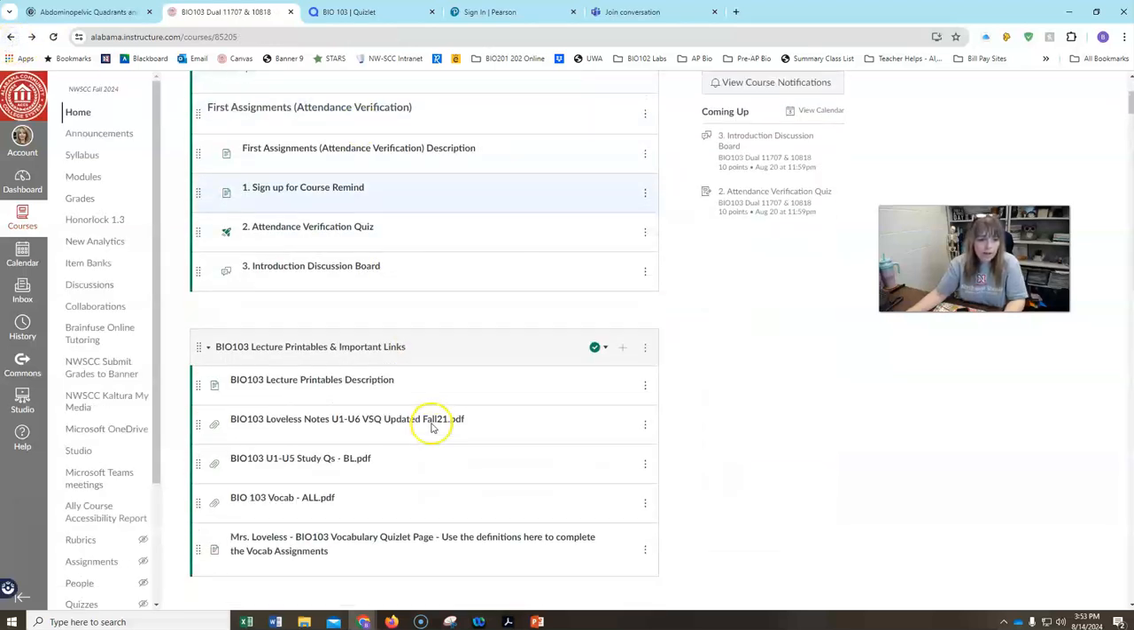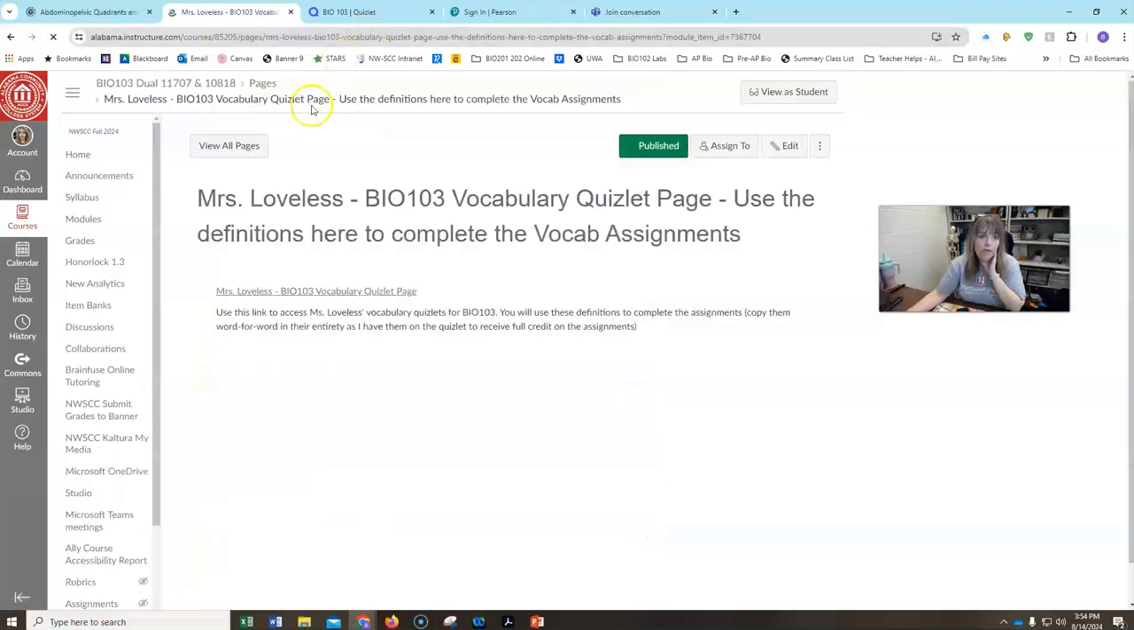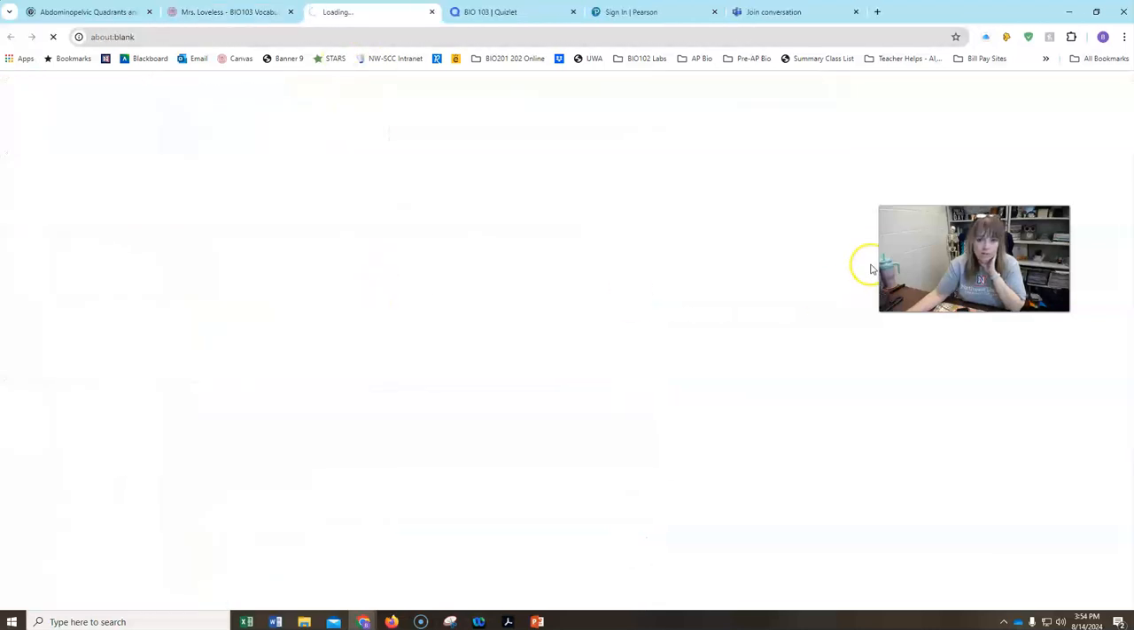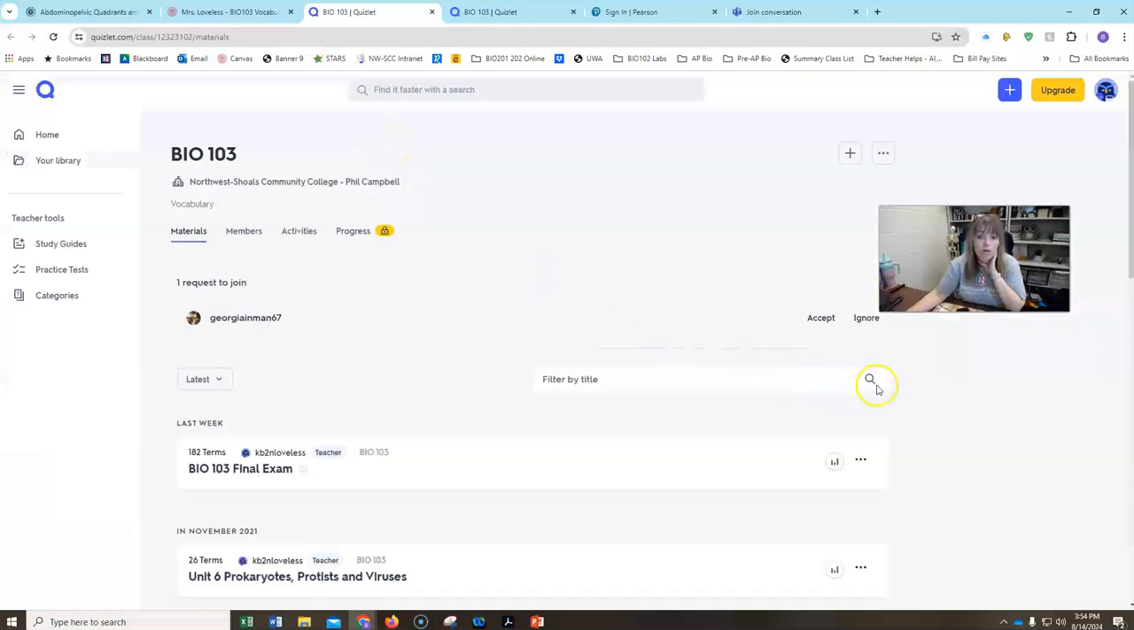We also have individual study questions, the study guide questions, and the vocabulary there. If you only want to print those out, I'm not sure why you would need to if you printed out your whole other packet, but I do have them there. And then here is the link to my Quizlet page. It's going to open up Quizlet, and these are the definitions that I will expect you to use for my course.